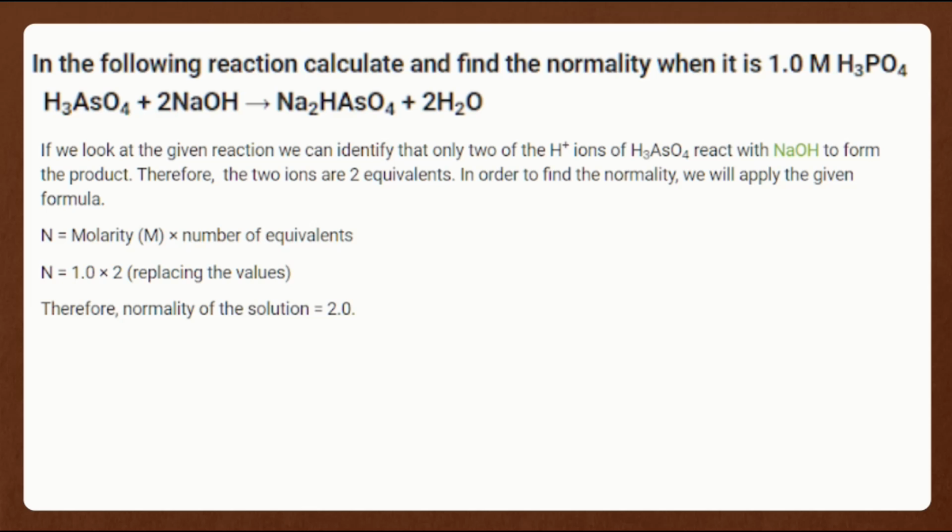In the following reaction, calculate and find the normality when it is 1 molar H3AsO4. H3AsO4 plus 2 NaOH giving Na2HAsO4 plus 2 H2O. If we look at the given reaction, we can identify that only 2 of the H plus ions of H3AsO4 react with NaOH to form the product. Therefore, the two ions are two equivalents. In order to find the normality, we'll apply the formula N is equal to molarity into number of equivalents. N is equal to 1 into 2, replacing the values. Therefore, normality of the solution is 2.